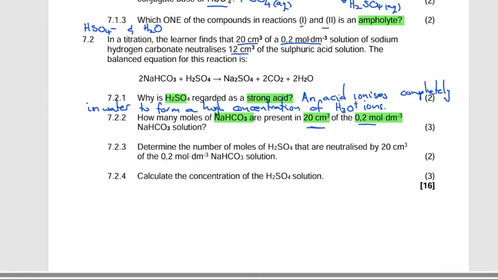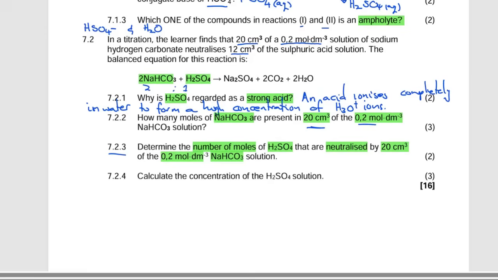The next question is 7.2.3. We're asked to determine the number of moles of H2SO4 that are neutralized by 20 cubic centimeters of 0.2 moles per dm cubed sodium hydrogen carbonate. To conclude that one, we're going to use the mole ratio. The ratio of acid to base is one to two, so you can say the ratio is one to two.